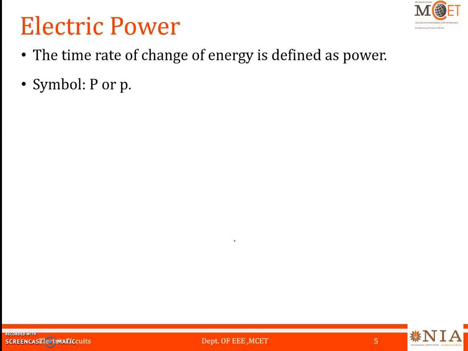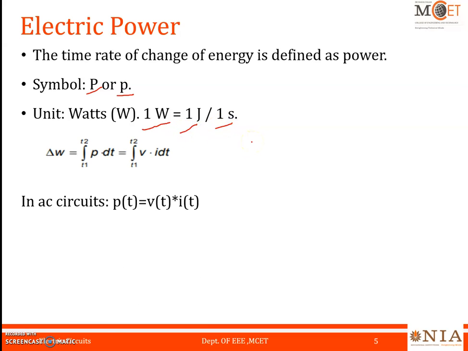Then the power. Power is nothing but the rate of change of energy. Rate of change of energy is defined as power, and the symbol for power is capital P or small p. The unit of power is 1 watt. So 1 watt is equal to 1 joule per second.